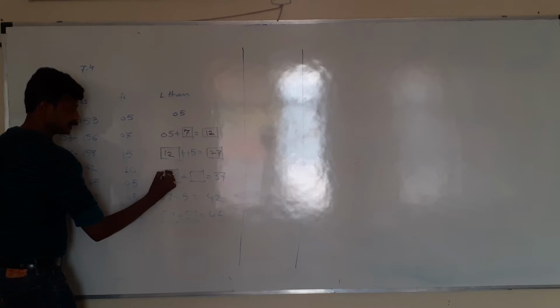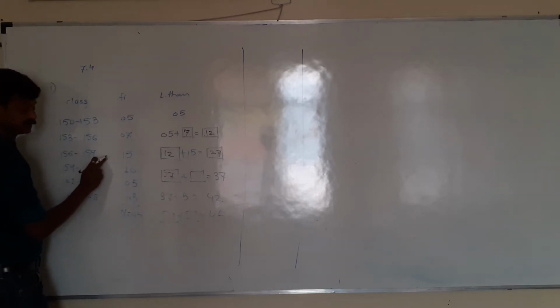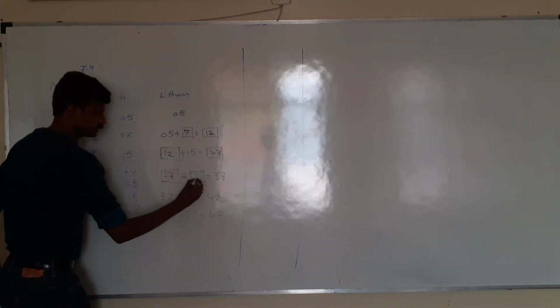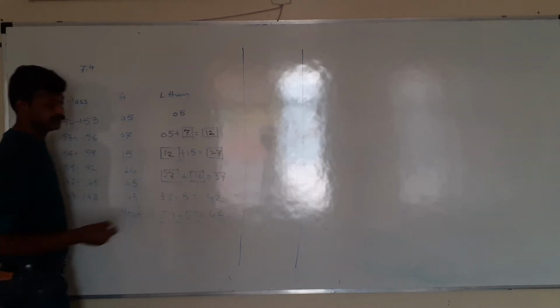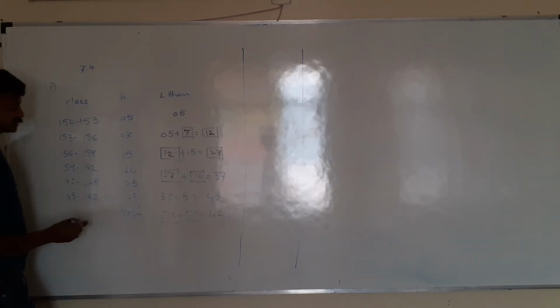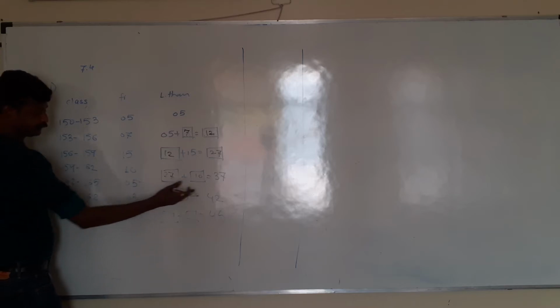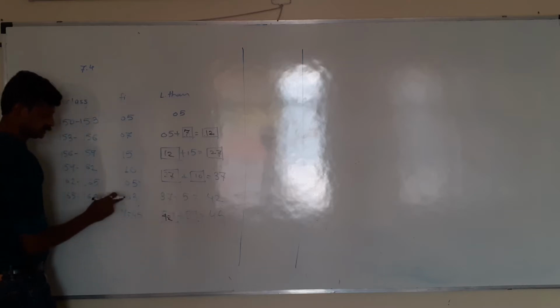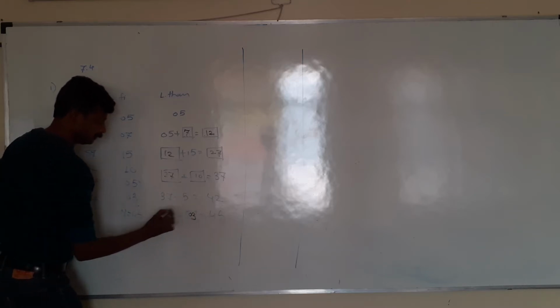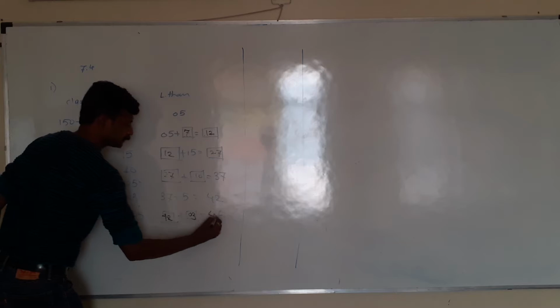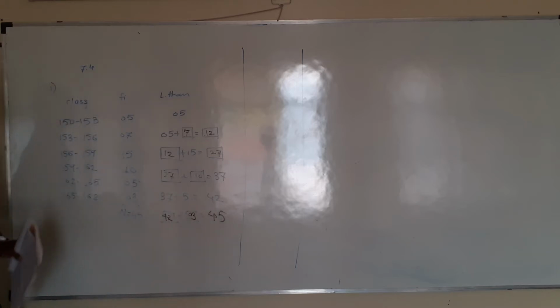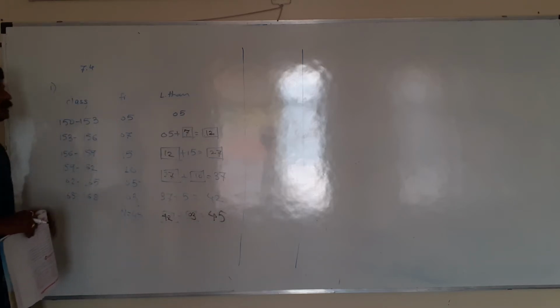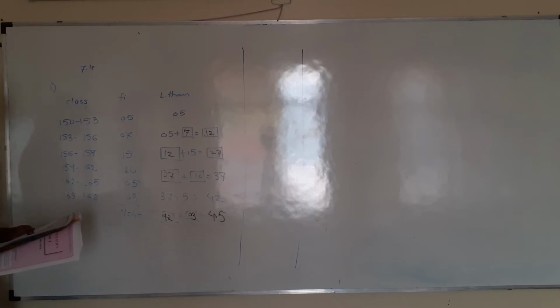27. Now 27 will come here. Addition of three frequencies plus frequency of this class is 10. 27 plus 10 gives 37. Next 37 plus this 5, 42. Next, 42 will carry forward here plus this class frequency is 3. 42 plus 3 gives 45. So this is cumulative frequency less than upper class limit. Solution for 7.4, question number 1, page number 121.